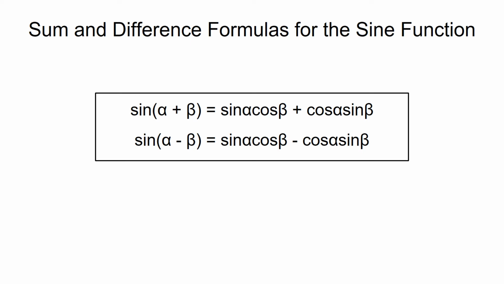Sum and difference formulas for the sine function are shown here. They are very similar to the corresponding formulas for the cosine function. All four of these formulas are useful, but because they are so similar to each other, they are not easy to memorize. We generally just look them up in tables of commonly used trig functions.